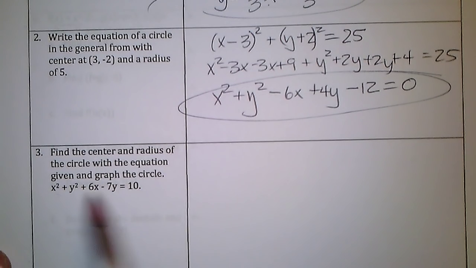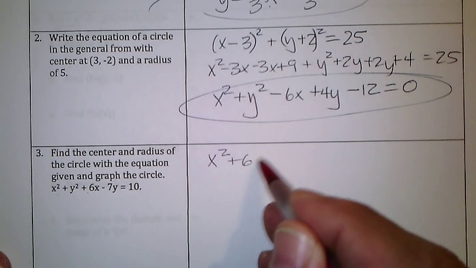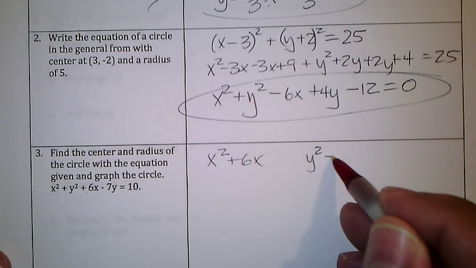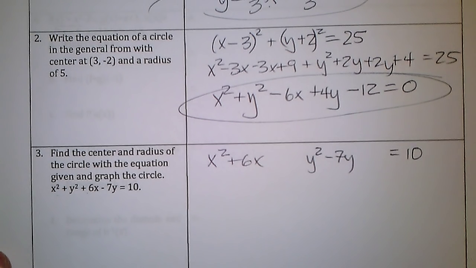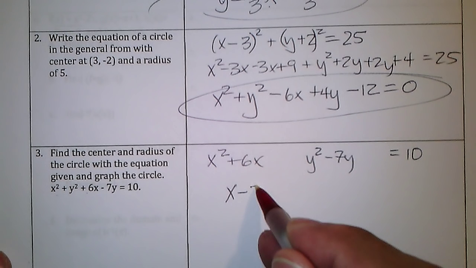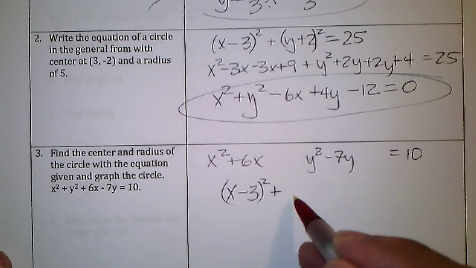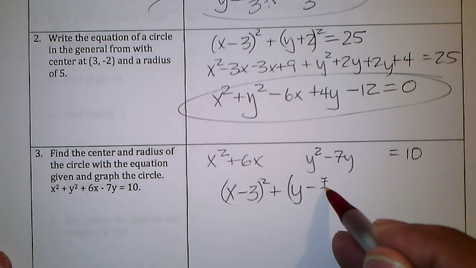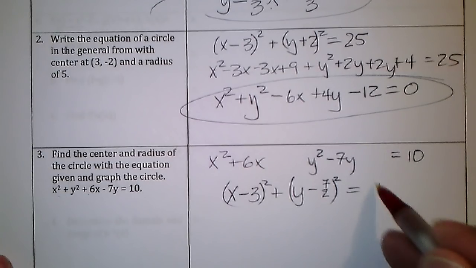Find the center and radius of this one. So I have x squared plus 6x plus y squared minus 7y equals 10. So I do x minus half of that, squared, plus y squared, y minus half of that, equals r squared.